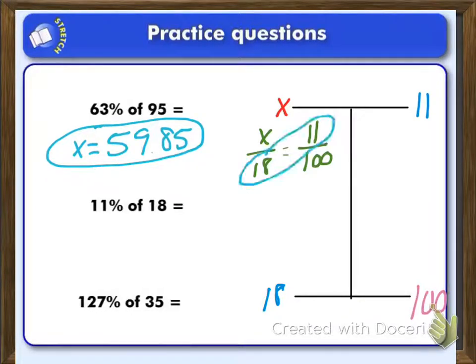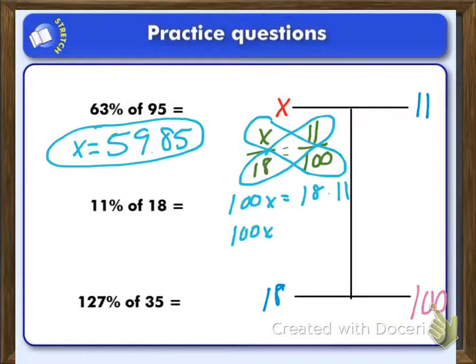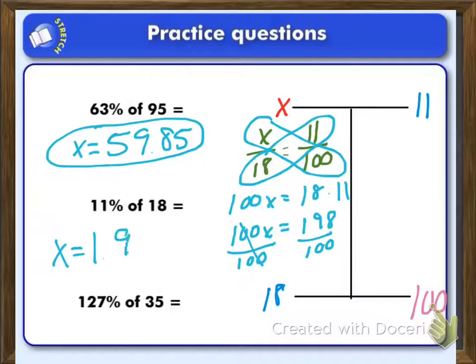Okay, again, what would we do from this step? Cross multiply. So we do our cross multiplication. So I end up with 100x is equal to 18 times 11, which comes out to be 198. And then I have to divide both sides by 100. Again, doing my mental math, I move the decimal 2 places, and I come out to 1 and 98 hundredths.